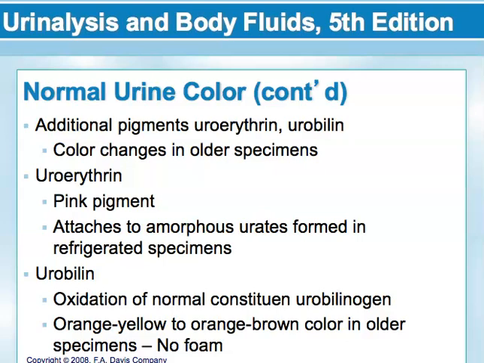hydration. Some other pigments that can be produced in urine are uroerythrin, which is a pink pigment seen in specimens that have been refrigerated when amorphous urates precipitate, and urobilin, which is an oxidation product of the normal urine constituent urobilinogen. It gives an orange-yellow to orange-brown color to urine that is not fresh, so it would not produce foam.